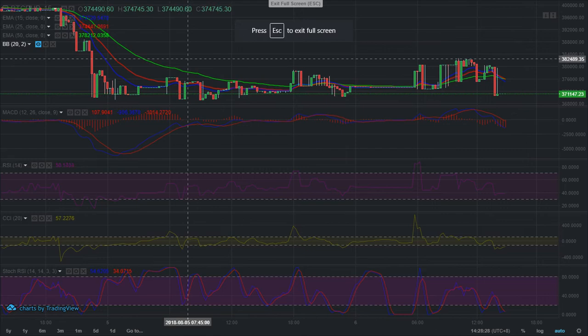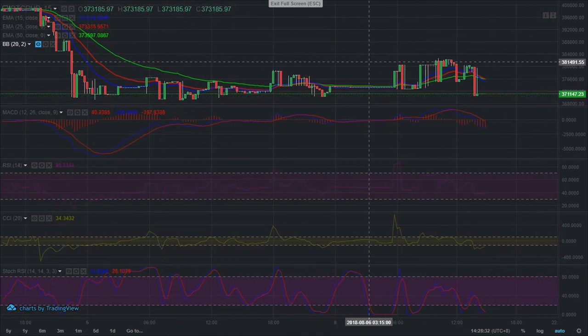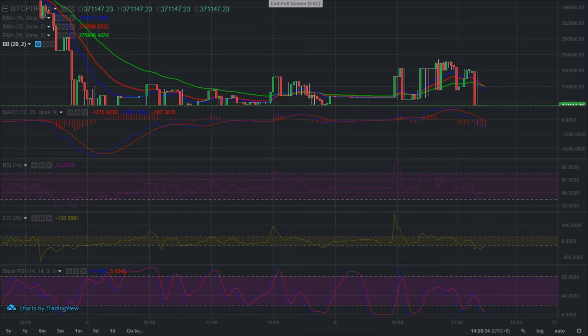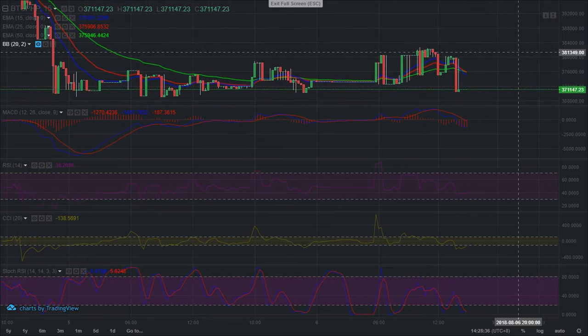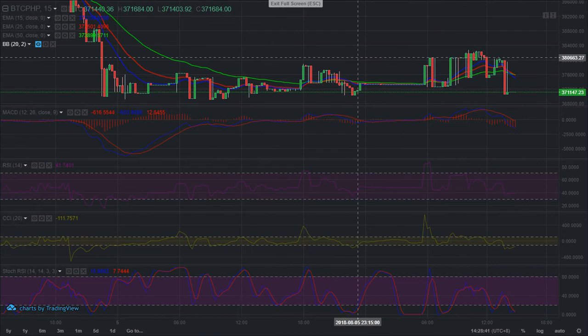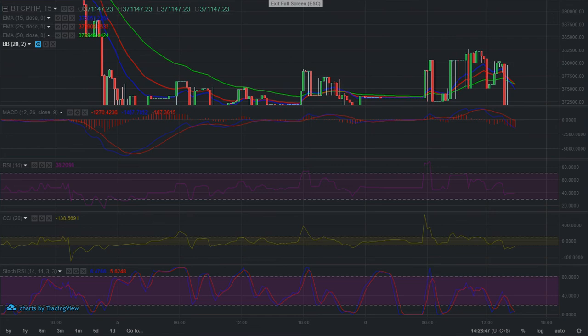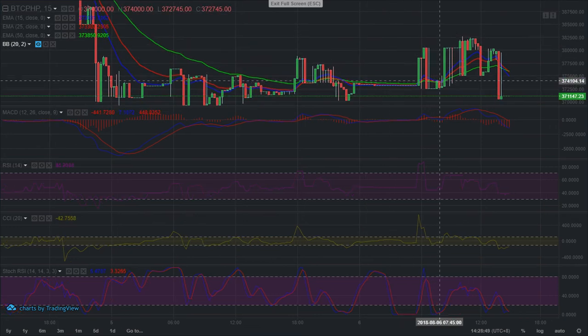I currently turned off the Bollinger Band because it's not so good to look at. So this one, very basic principle: the blue line must be above the red line, and the red line must be above the green line. As you can see, this shows an upward movement. So this is an uptrend movement.